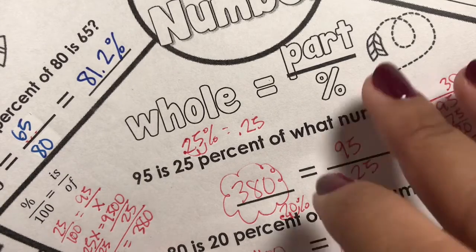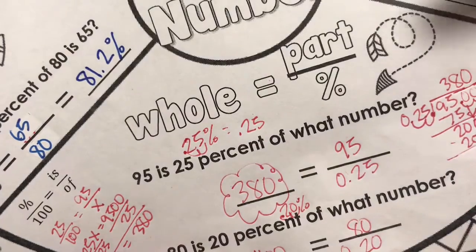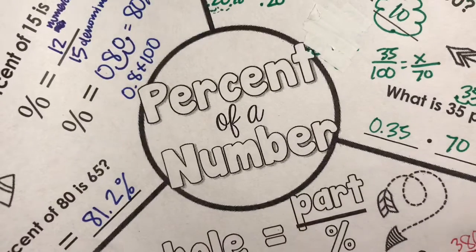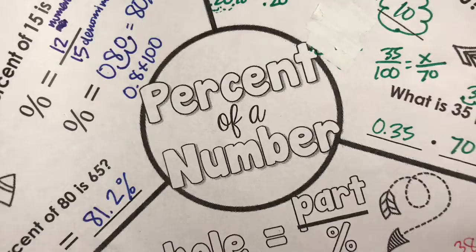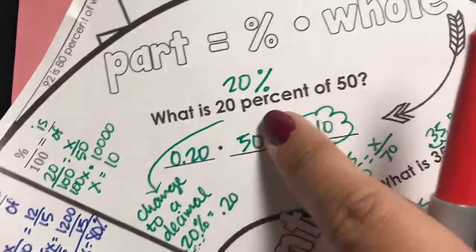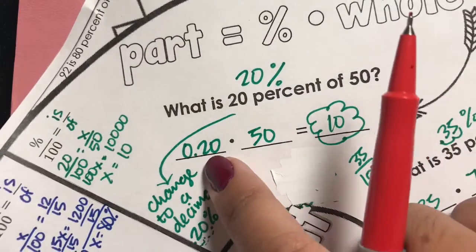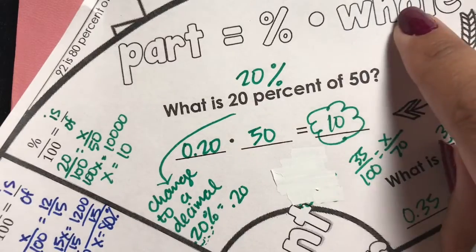So the purpose of looking at this wheel is to just kind of remind you of what you need to do in order to find the correct answer. For what is 20% of 50, it's simple. You just gotta multiply the percentage times the whole so you can find your part.